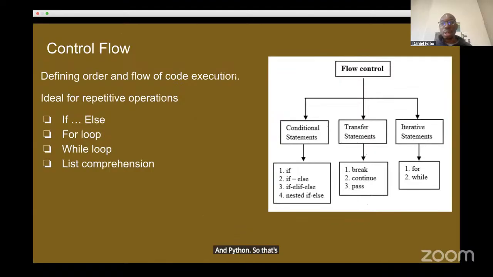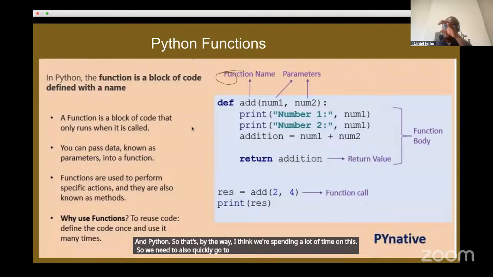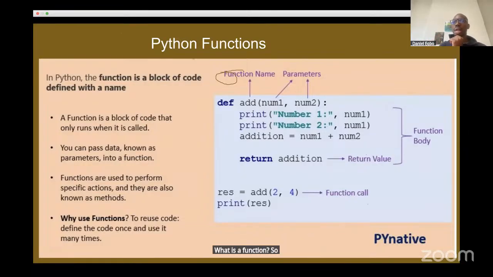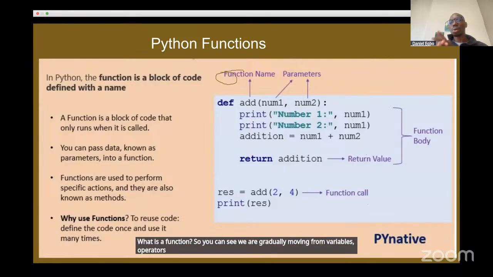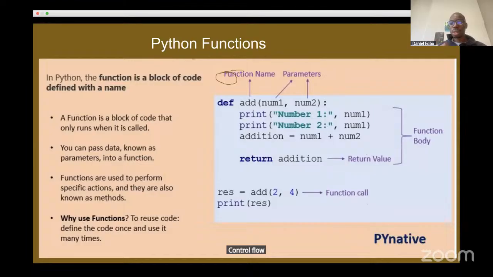I think we're spending a lot of time on this, so we need to quickly go to a bit of the hands-on section just to play around with some of the notebooks. So we talk about function. What is a function? You can see we are gradually moving from variables, operators, data types, control flow, and then functions. Function is where you get to as a beginner who is learning programming.